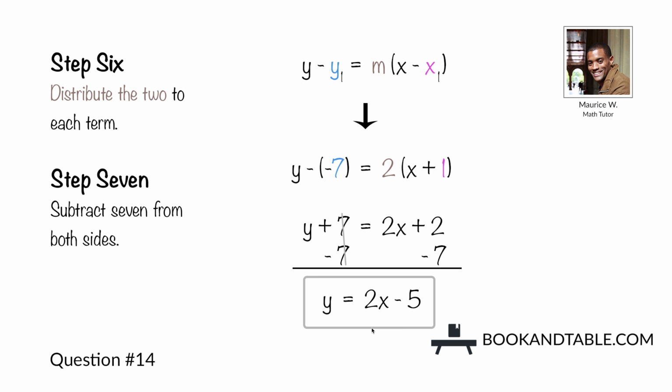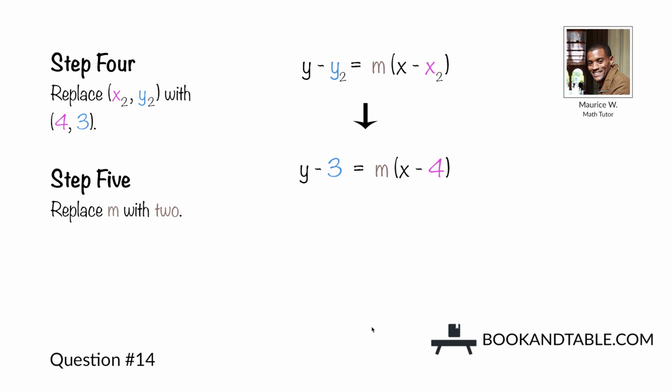Now if you use the second point instead of the first point, you will also get 2x minus 5. So if you use that point instead, if you go back to step 4, you would have replaced x2 with 4, giving you x minus 4. And you would have replaced y2 with 3, giving you y minus 3. Step 5 would have been to replace m with +2.